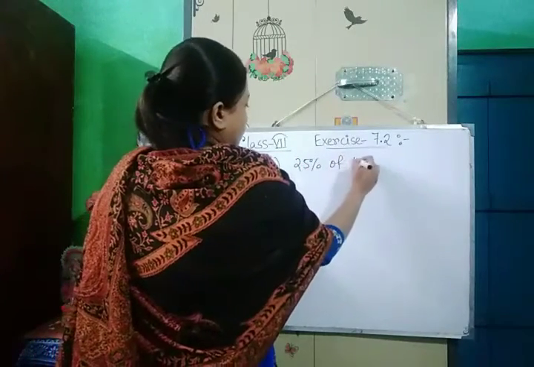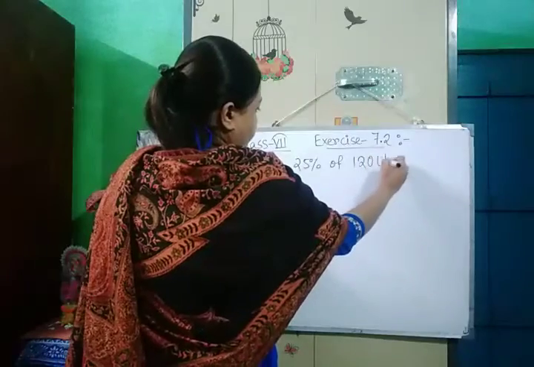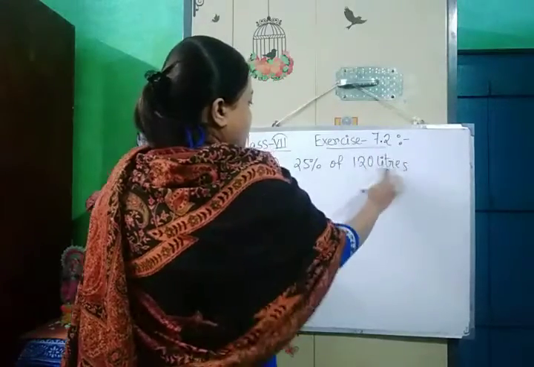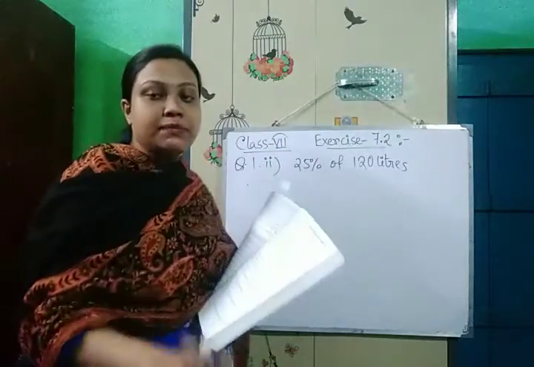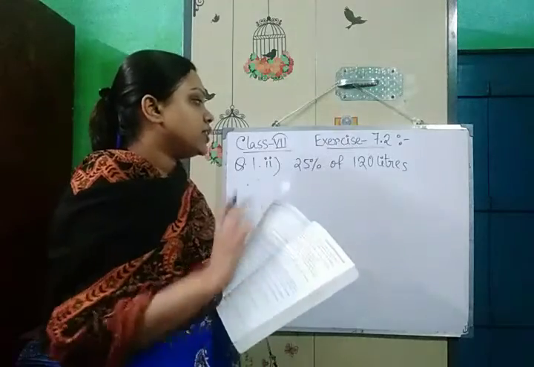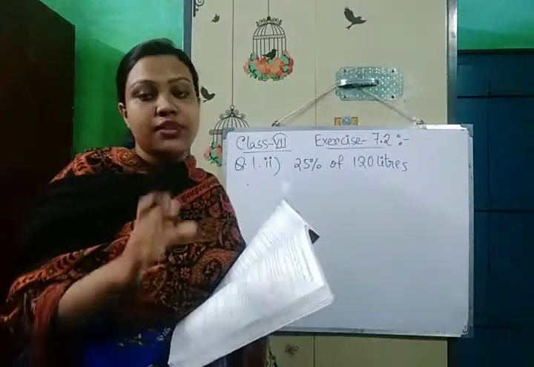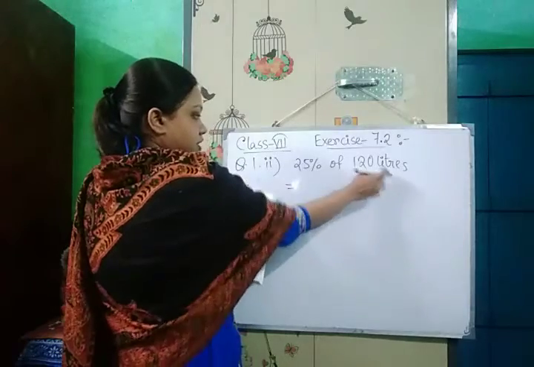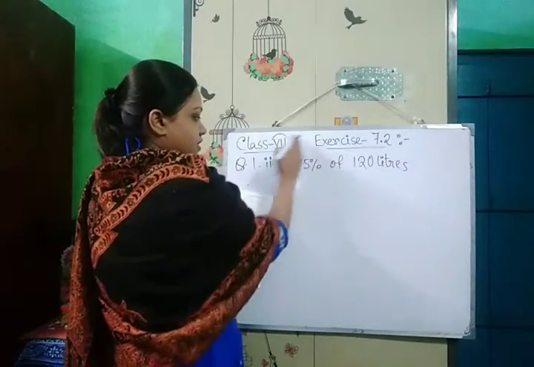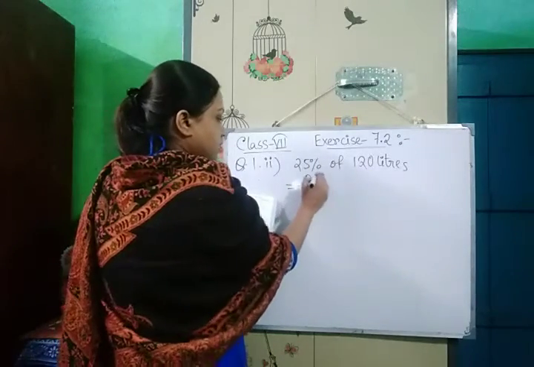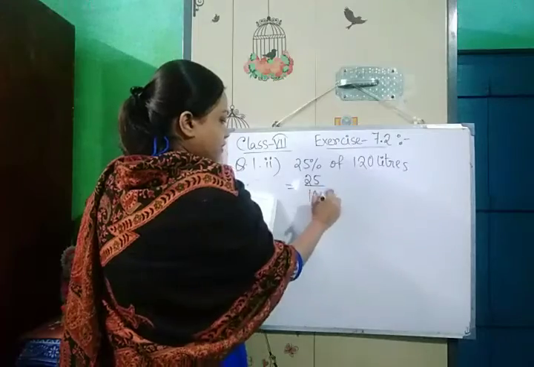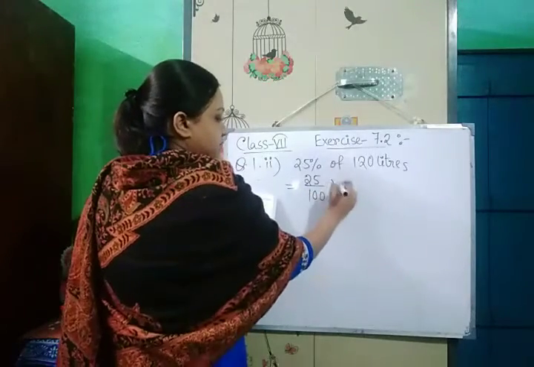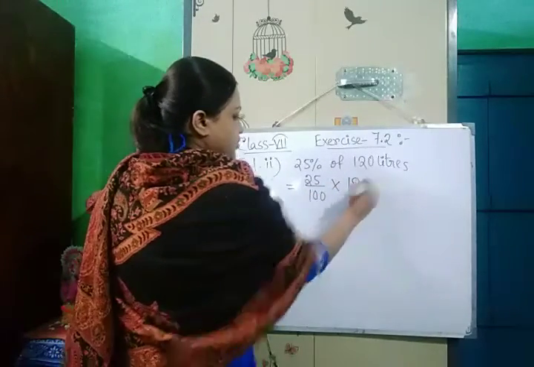25% of 120 liters. Okay, if there is no unit, then no need to write the unit, but if there is any unit, then after finding out the answer you will have to write the unit. So here 25% of 120 liter means 25%, if we convert it to fraction it will be 25 by 100. Of means multiplication, then 120.